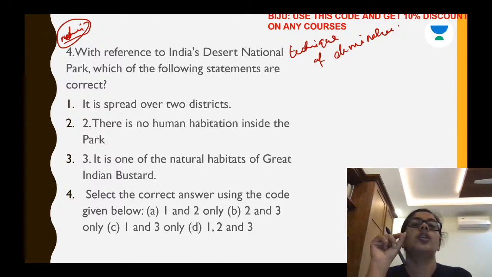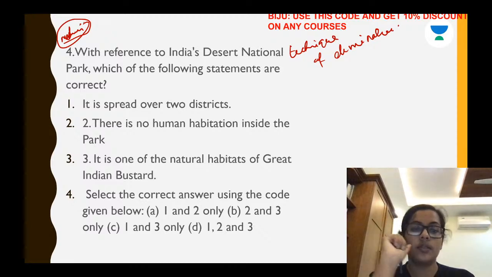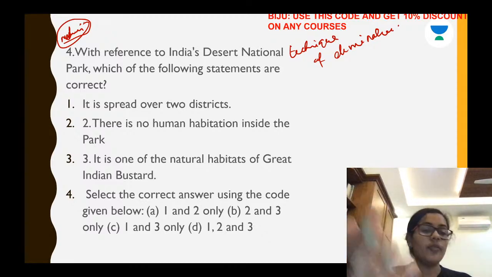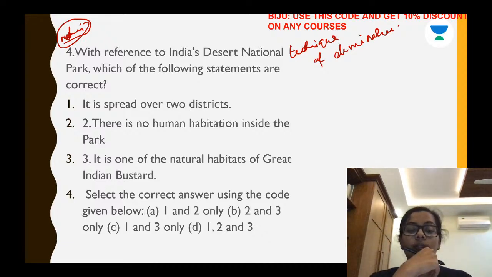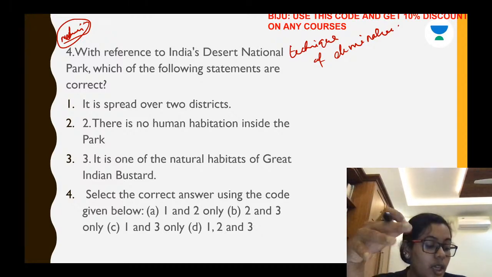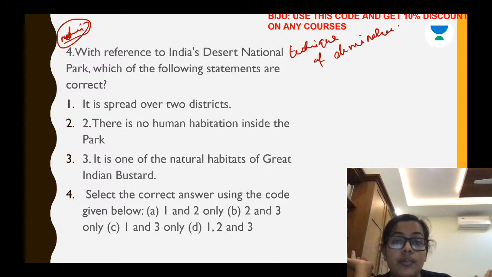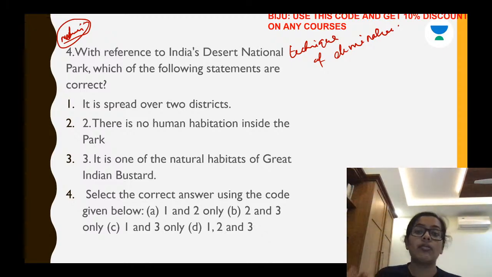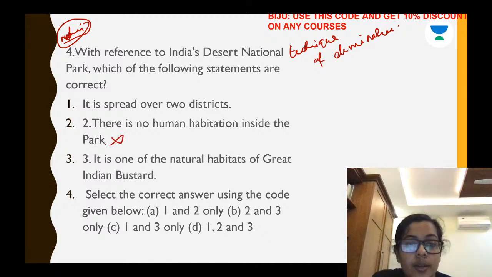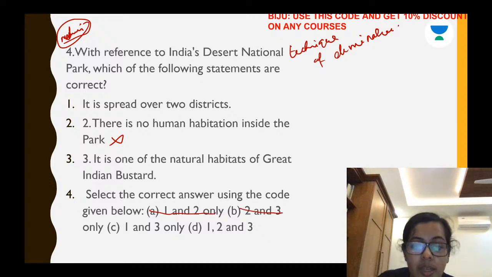So with reference to India's Desert National Park, spread over two districts, there is no human habitation inside the park. If you don't know the first and the third statements, what can you do? What about the second statement, correct or not? Yes, of course, in a national park there is no probability of people living inside. Simply, you can accept the second statement. So when you accept the second statement, option A can be cut out, option B can be cut out, option D can be cut out. So the option will be C, 1 and 3.